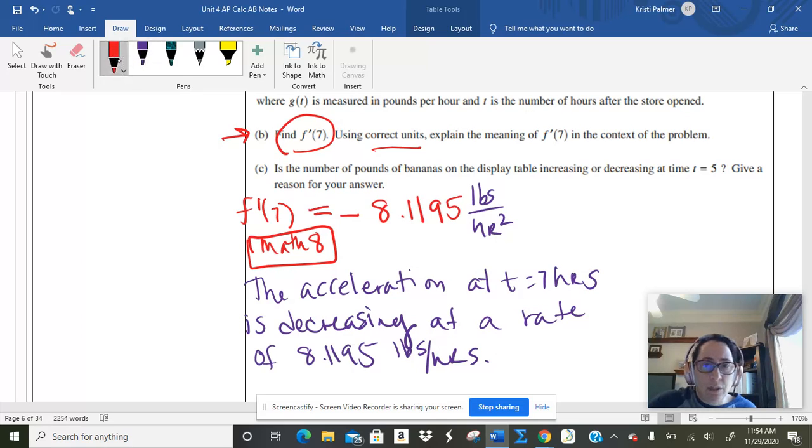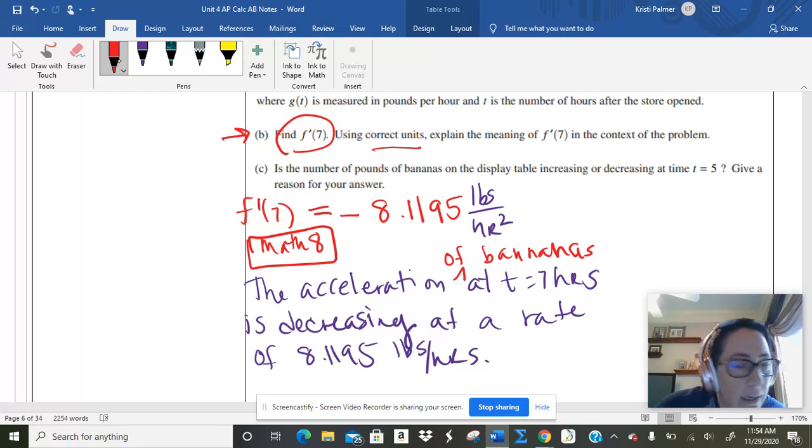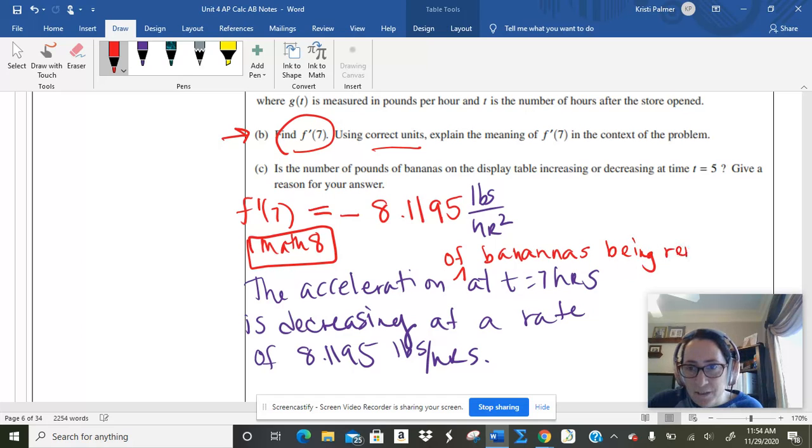The acceleration of bananas. Did I spell that right? B-A-N-N. B-A. Okay, hold on. I gotta spell bananas right. B-A-N-A-N-N-A. Okay. The acceleration of bananas being removed. Things that are hard for Miss Whitmer: spelling bananas.